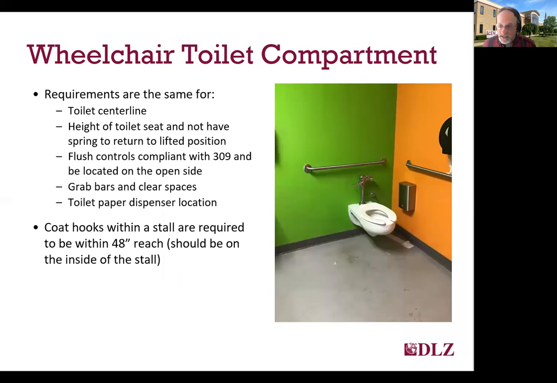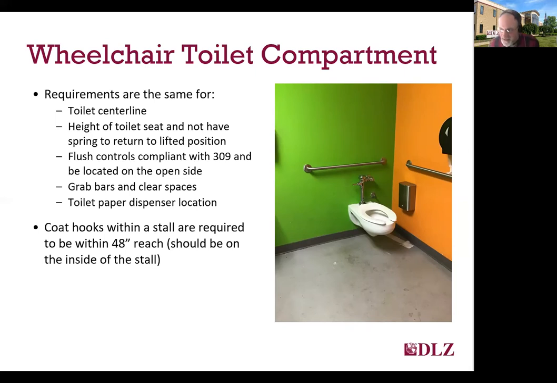The requirements inside the stall for toilet center line and seat height and all the things I've already talked about are the same as those for a toilet room. The only thing that might be unique within a toilet stall that we didn't talk about is the coat hooks typically found on the back of the stall door. You can't begin to imagine how often those are at 60 inches or higher and essentially unusable. They need to be at 48-inch maximum height and should also be on the inside of the stall.